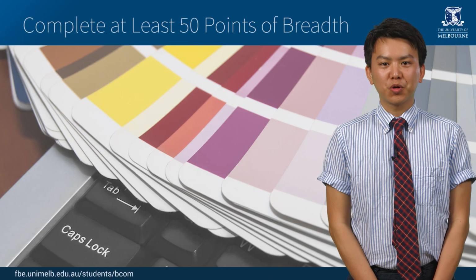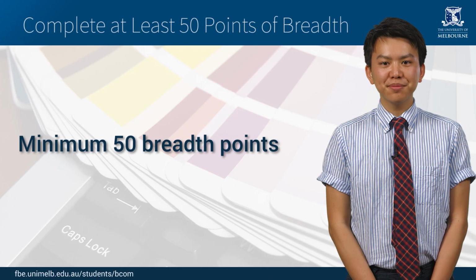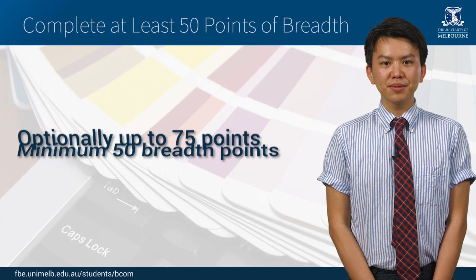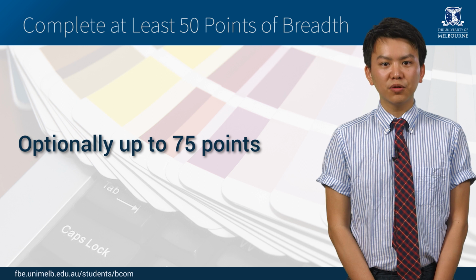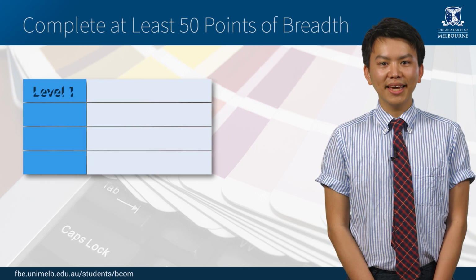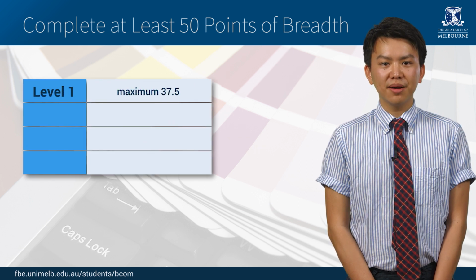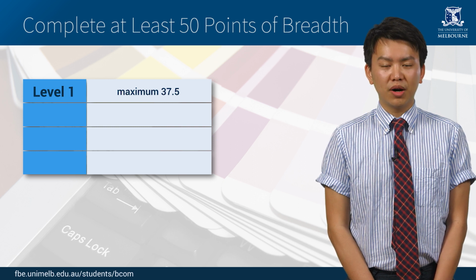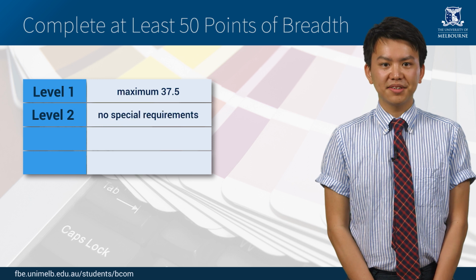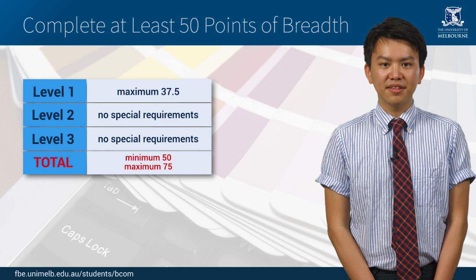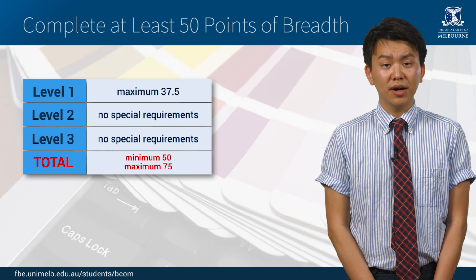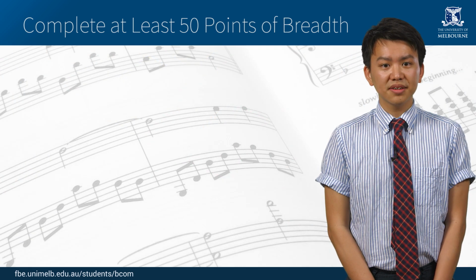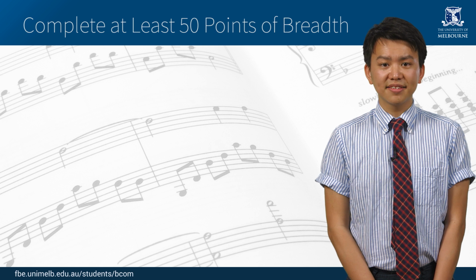To meet your points requirements for the BCom, you will need to complete a minimum of 50 breadth points, or 4 subjects, with the option to take up to 75 points, or 6 subjects. One key thing to remember is that you cannot complete more than 37.5 points, that's 3 subjects, of breadth at Level 1. Breadth subjects are generally subjects chosen from outside the Faculty of Business and Economics, or as we call it, FBE. For example, you might choose a music, a science or a law subject, and these are subjects taught by different faculties.